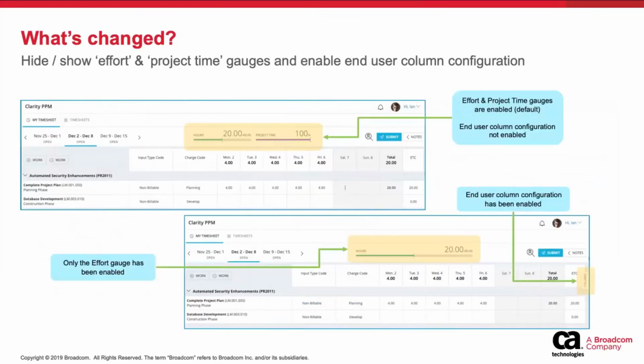For the end user experience when those gauges are displayed, the upper image, of course, is the behavior today, where the gauges are positioned. The bottom screen here is just an example of when only the effort gauge is displayed. This is a scenario where the organization is just going to use one of them. And with the end user column configuration, you can see the column icon, or the columns tab, that shows up on the right-hand side of the grid here. This applies to only My Timesheet and the Review and Approve module, should you have it enabled.